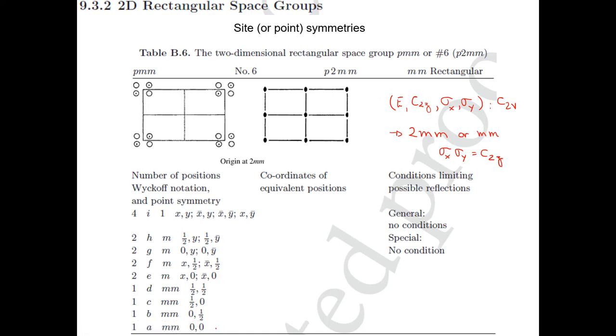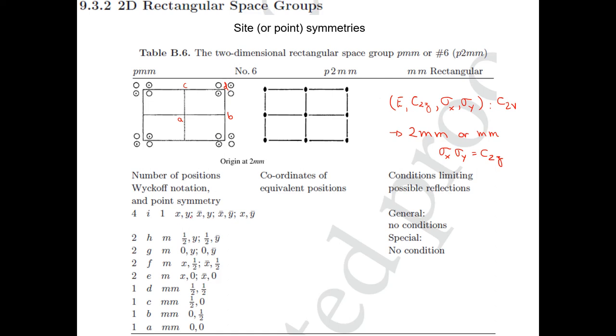So let's discuss again the different sites. Starting from site A at the origin, we can choose the origin. You see the origin is at 2mm, at the most symmetric sites. That could be A, B, C, or D. Let me choose the origin here at A. Okay, so B is 0, 1 half, C is 1 half, 0, D is 1 half, 1 half.